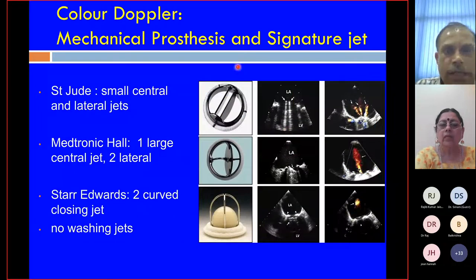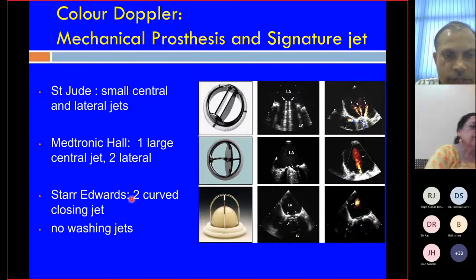Then coming on to the normal signature jets, this helps in recognition of the valve. Like in case of a St. Jude valve, there will be one central jet and two lateral small jets. While in case of a Medtronic valve, there will be a large central jet. You may not find any closing jet in case of a Starr-Edwards valve.